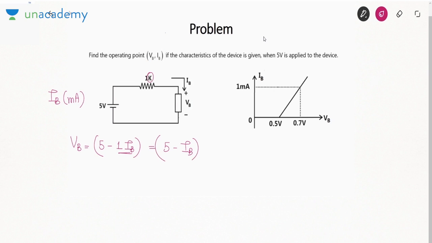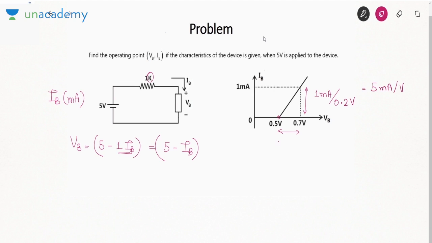We are given the characteristics also. Now when you know the characteristics, you can write the equation. How will you write the equation? First of all, we will have to find the slope. Slope is delta y by delta x, 1 milliampere by 0.2 volt. So 5 milliampere per volt.